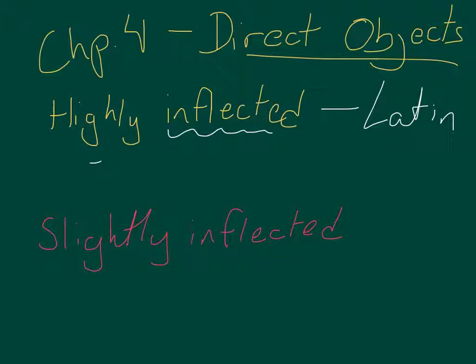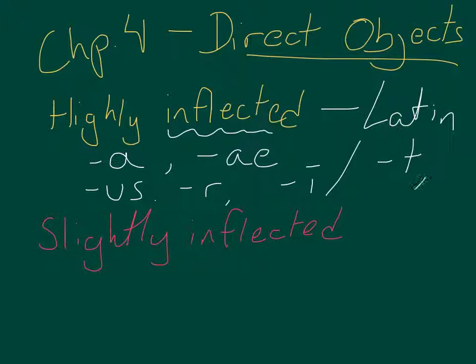So we've already seen a lot of different word endings. We've seen the A when it's feminine singular, AE when it's feminine plural. We've seen the US when it's masculine singular. We've seen an R when it's masculine singular. And we've seen the long I when it is masculine plural. Those are all inflected endings. We've also seen them with verbs. We've seen the T when it's singular, and we've seen the UNT when it's plural.